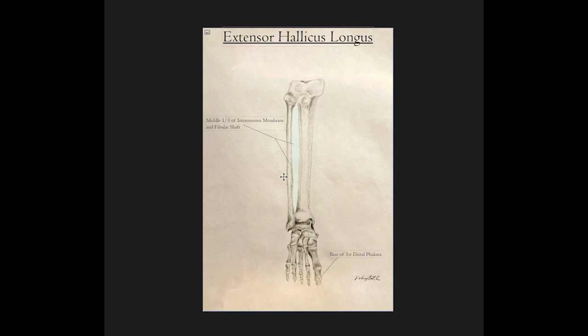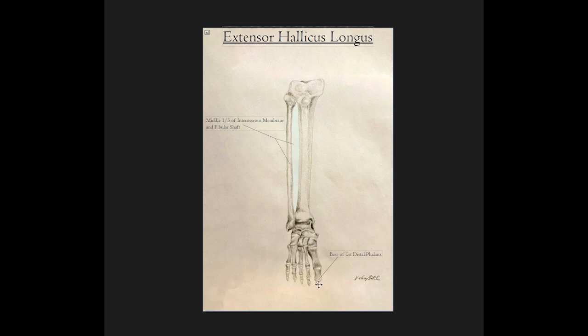Now let's talk about this attachment. The extensor hallucis longus is the deepest muscle we're going to find in the anterior leg. It's attached to the middle third of the interosseous membrane and the fibular shaft. So it's biased over here to the fibular side, which may be counterintuitive because it's going from the lateral side, but it's going to travel to the toe that's all the way on the medial side of the foot. It's going to go to the base of the first distal phalanx. It's longus, so it has a long way to travel.